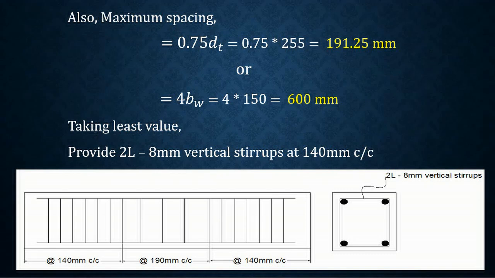So the next thing is maximum spacing. This standard formula, that is 0.75 dt or 4 BW, is available in the codebook. In the codebook itself, they have given that the maximum spacing should be 0.75 dt or 4 BW. 0.75 into dt is 0.75 into 255, we will get 191.25 mm, or 4 into 150 is 600 mm.